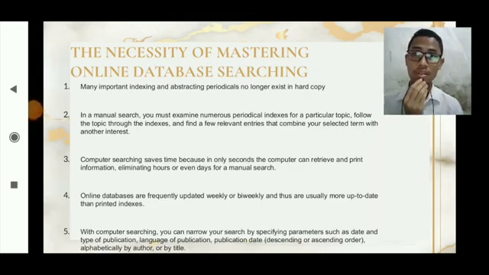Assalamualaikum warahmatullahi wabarakatuh. My name is Aris Setiawan and thank you for the occasion. I will continue my group presentation, and in this video I will explain about the necessity of mastering online database searching.